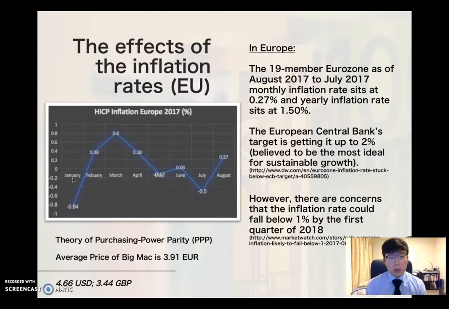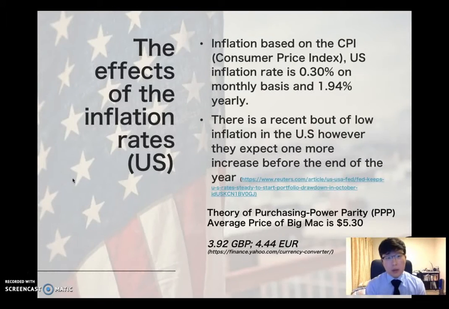You can see at the bottom the purchasing power. The average price for the Big Mac is 3.91 euros. Lastly, the US inflation rate based on CPI is 0.30 monthly and 1.94 yearly. According to the Reuters article, there is a recent bout of low inflation in the US. However, they expect one more increase before the end of this year. Their purchasing power for the average price of a Big Mac is currently 5.3 US dollars.